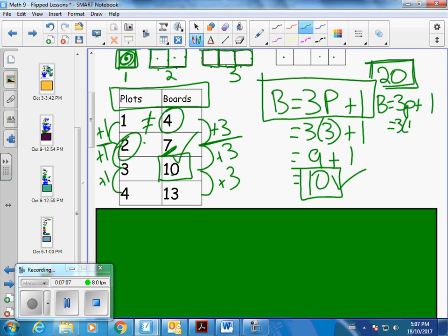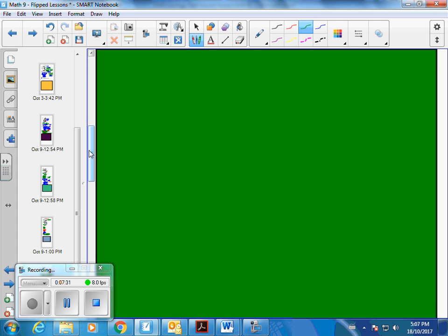So 3 times 4 plus 1 equals 12 plus 1, which gives us 13. Is that the same as the number? Yes. So it's right. We have now just twice confirmed that that equation will give us the answer. Okay. Let's go ahead and take a look at another example here.